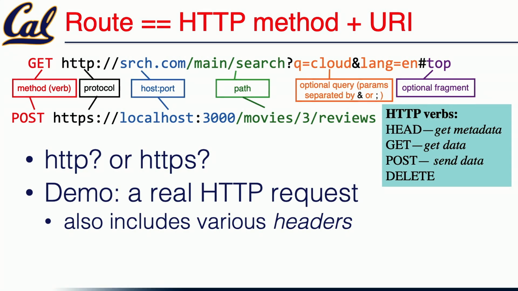So let's actually do a demo. I'm going to do a real HTTP request. And as we'll see, besides the URI part, the request that goes to the server also includes a handful of headers, metadata that the client is providing about what it is expecting to get as a reply from the server. Let's see if this demo will work.